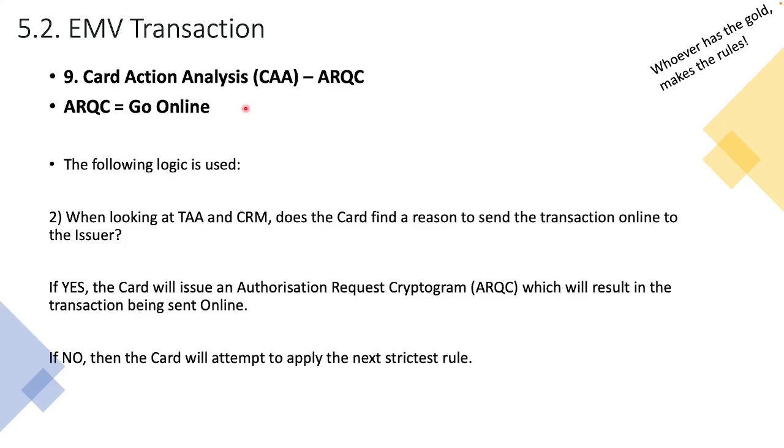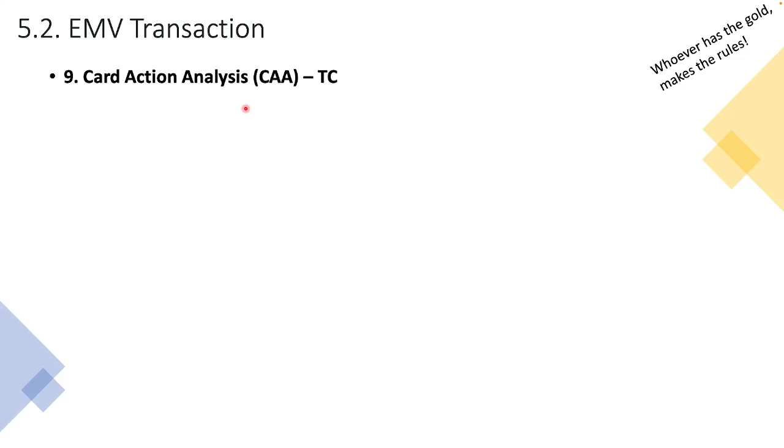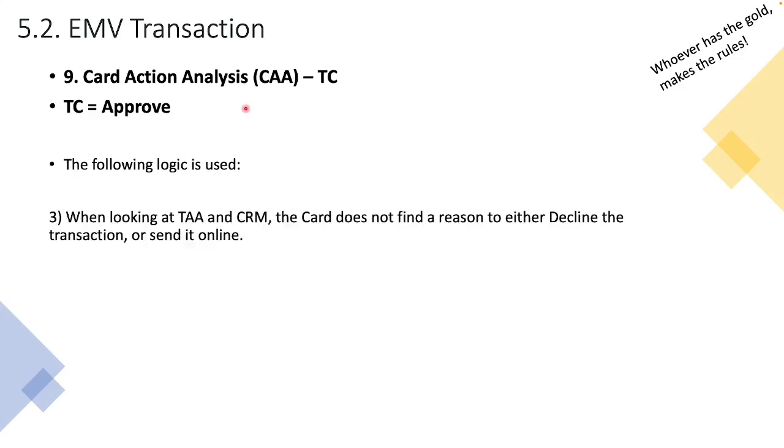If the answer is no, then the card will attempt to apply the next strictest rule. And the next strictest rule in this case, obviously, would be the default to approve the transaction, which we call a TC, or transaction certificate. Okay, similar logic as before. The card looks at the input from the terminal, it compares it against its own processing around card risk management, and if it doesn't find a reason to either decline the transaction or to send it online, then it has no option but to default to the least strictest rule, which is approve the transaction offline.